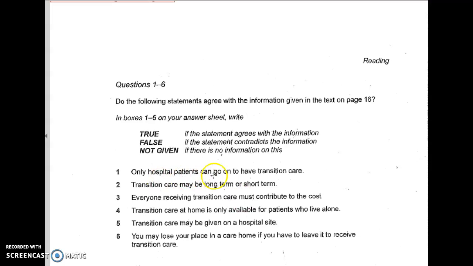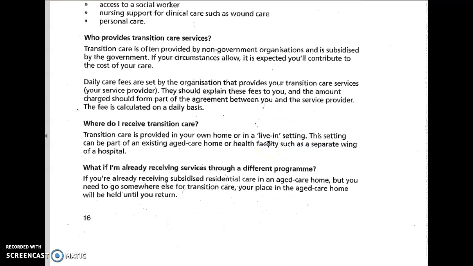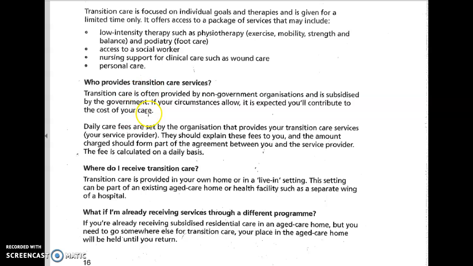So only hospital patients can go on to have transition care. So it's like who, I would say, or who provides. So transition care is often provided by a non-governmental organization and is subsidized by the government. If your circumstances allow, it is expected you contribute to the cost of your care. Daily care fees are set by the organization that provides your transition care services, your personal provider or your service provider. They should explain these fees to you, and the amount charged should form part of the agreement between you and the service provider. The fee is calculated on a daily basis.